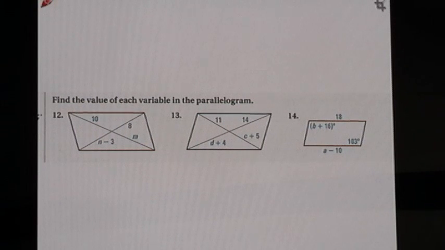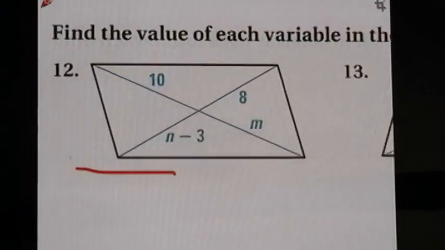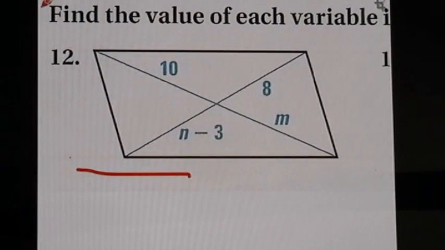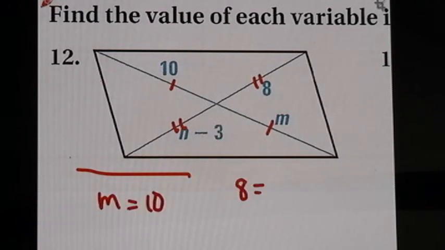Okay, now you want to pull out your parallelogram characteristics. In a parallelogram, you're going to use these to answer these questions. It says find the value of each variable in the parallelogram. Well, we know that in any parallelogram, we have bisected diagonals. So m equals 10, and 8 equals n minus 3, so n equals 11.